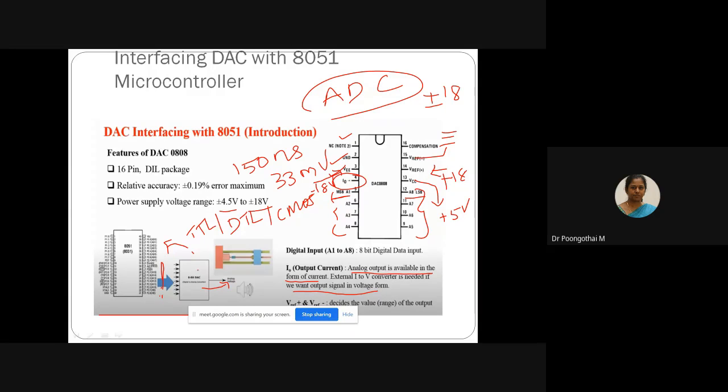And compensation is used to maintain proper phase margin. So a capacitor may be tied to this pin, either to VEE or ground. Here we have to connect one capacitance in order to maintain proper phase margin. So that's all about your pin details.